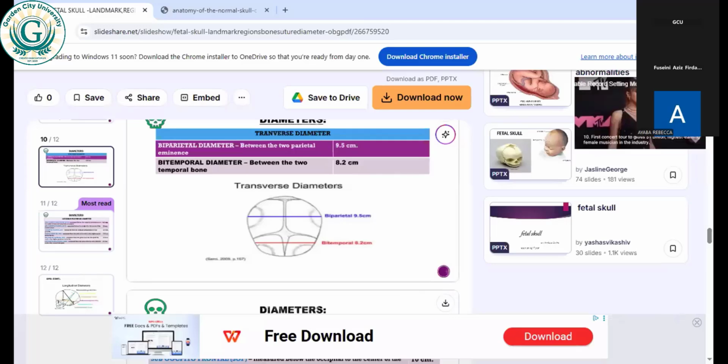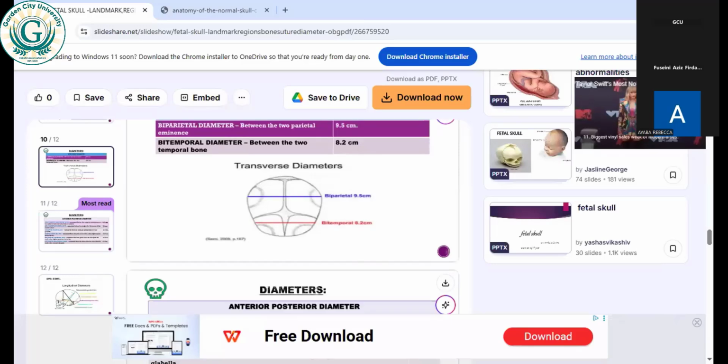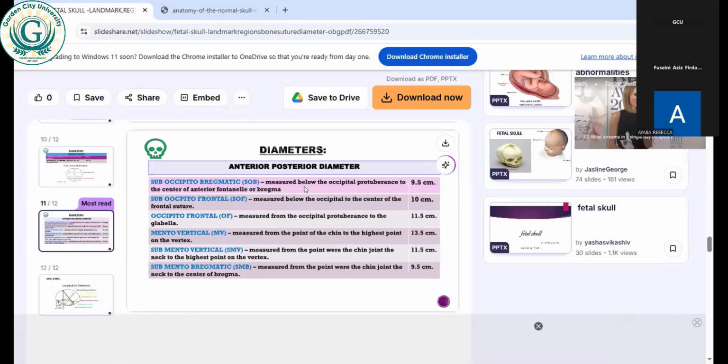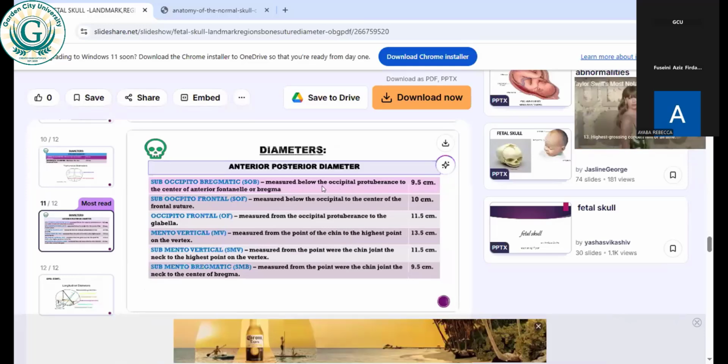So the suboccipitobregmatic, short form SOB, diameter. So we are measuring that one. The suboccipitobregmatic diameter is 9.5 centimeters.